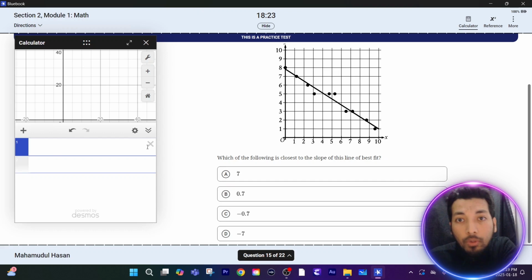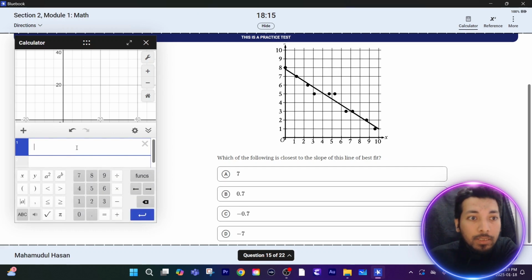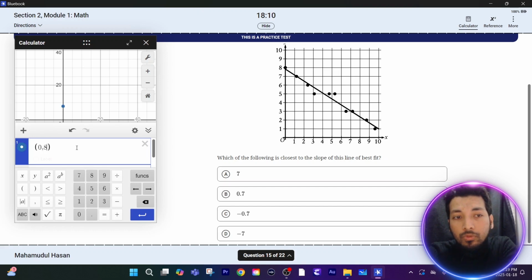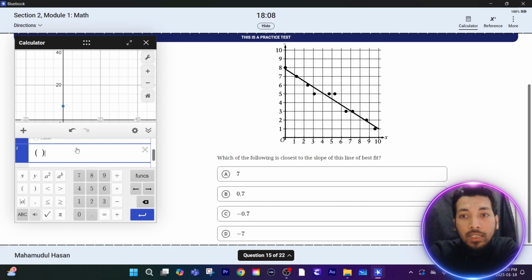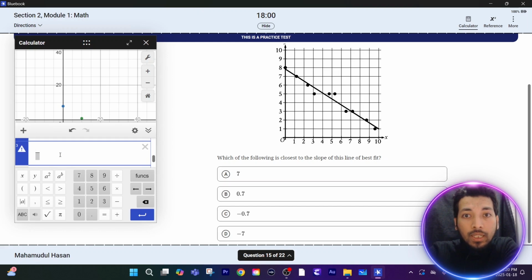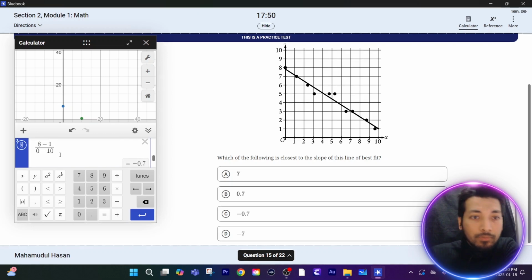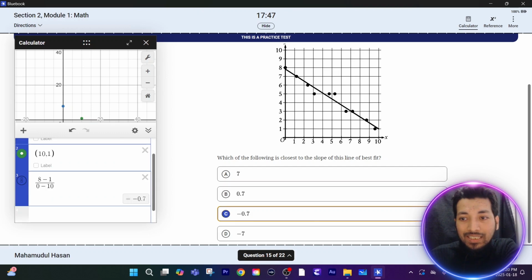So let's try to find the slope. And to find the slope, we can pick 2 points. Let's say we have 10, 1 and 0, 8. So let's pick those points: 0, 8 and 10, 1. If you find the slope, we have y2 minus y1, which is 8 minus 1, over x2 minus x1, which is 0 minus 10. That is negative 0.7. The option is C.